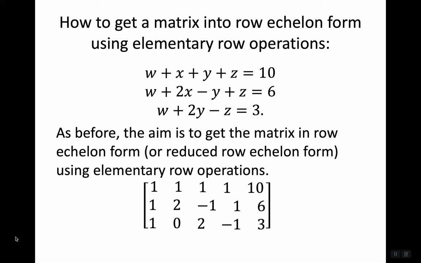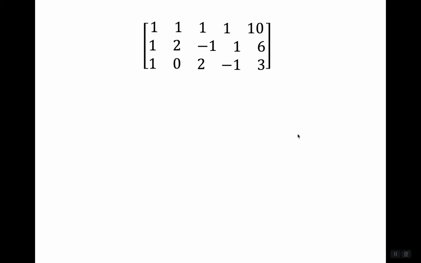As before, the aim is to get the matrix in row echelon form, or really, what we want here when there are more variables than equations is reduced row echelon form, using elementary row operations. There's our augmented matrix. Again, we want to use this one up here to kill off all the ones below it. So we'll add the opposite of row 1 to row 2. That's what the opposite of row 1 looks like: -1, -1, -1, -1, -10. Add that to row 2.